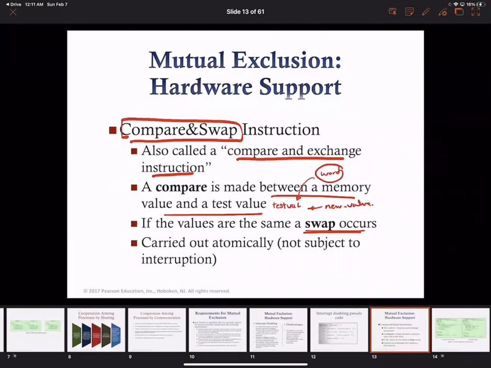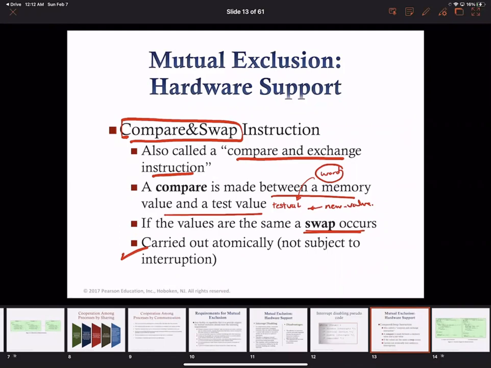This machine instruction is an atomic instruction. Therefore, it has two parts. The first one is a comparison, and the second one is a swap operation. A comparison is made between a memory value and a test value, and then the swap operation takes place if the two values are the same. The entire compare and swap instruction is carried out atomically. That means it is not subject to interruption. Because it's not subject to interruption, it can easily be used to enforce mutual exclusion.